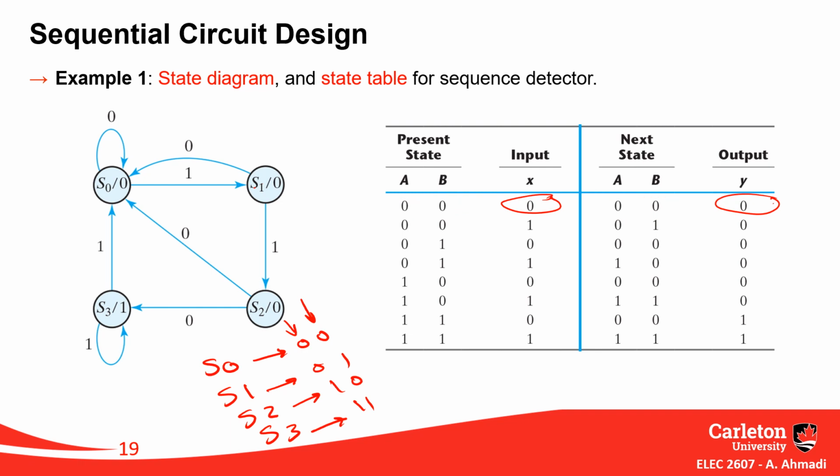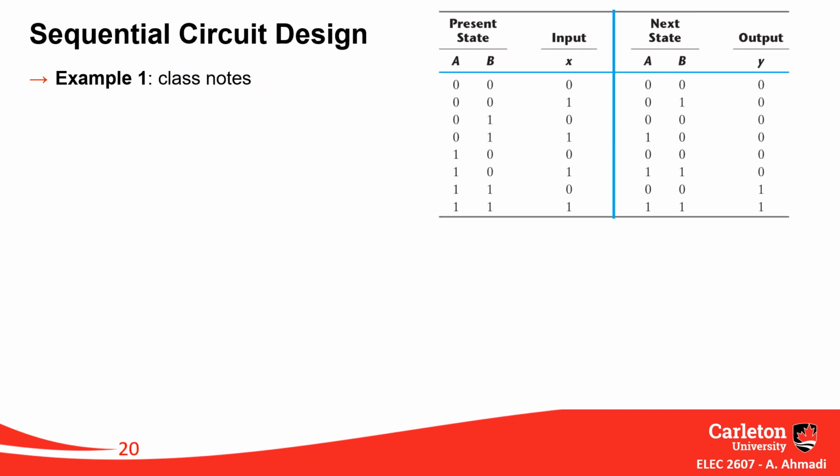Similar to what we did, we can use this table to design our circuit using D flip-flop, T flip-flop, or JK flip-flop. Okay, let's have a look at our table. Again, as I said, same strategy. If you want to design, you have to look at A and B and X as your inputs, and your output will be next state for A, next state for B, and Y.